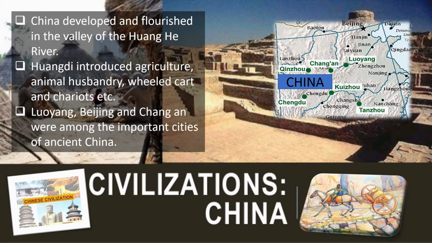Luoyang, Beijing, and Chang'an were among the important cities of ancient China. You can see these city names on the map of China.